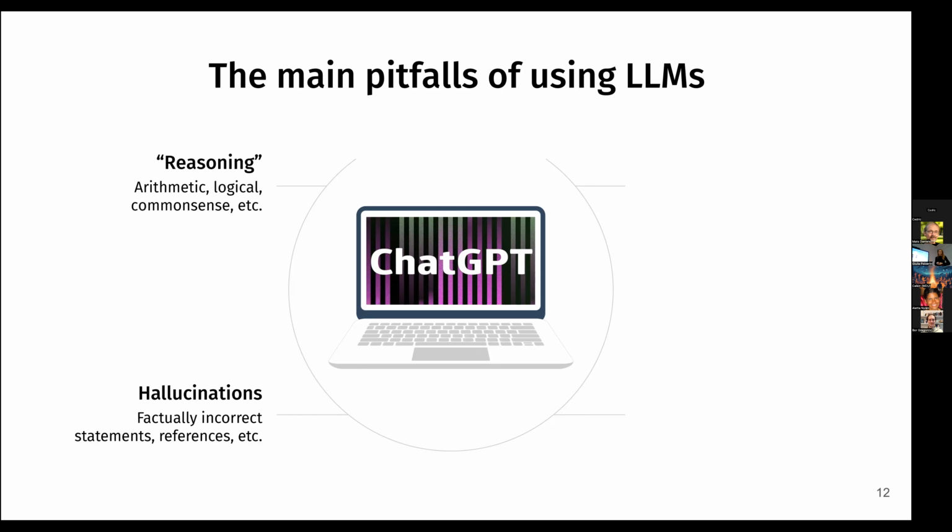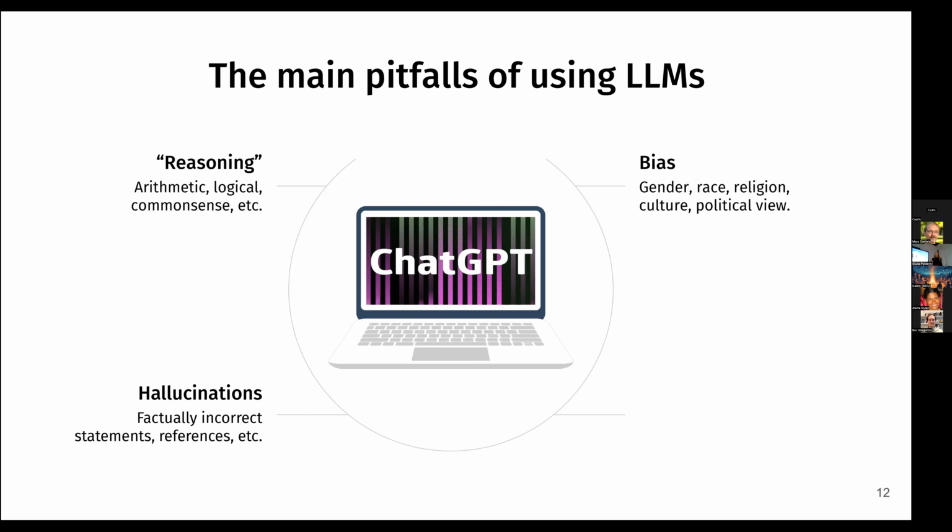Yes, the point is that everything is going very fast. So even if we finished this paper 2 months ago, we have already noticed that something has been updated. So it's going really, really fast.